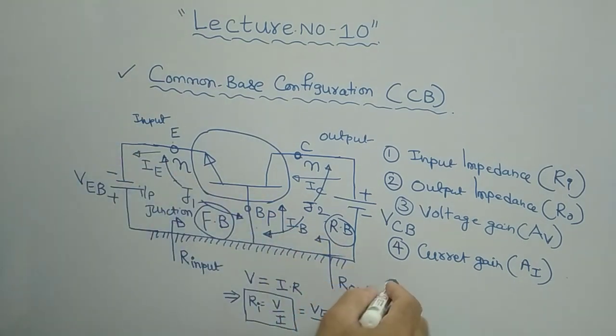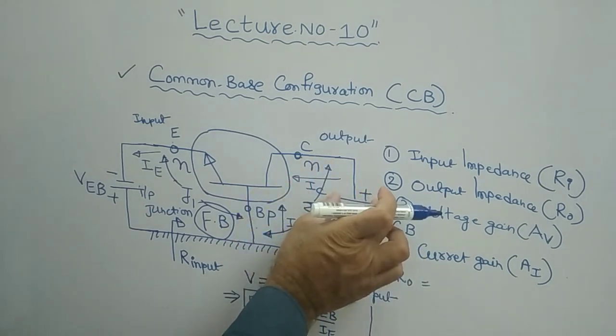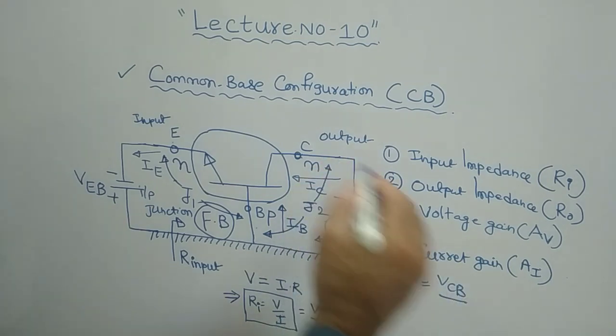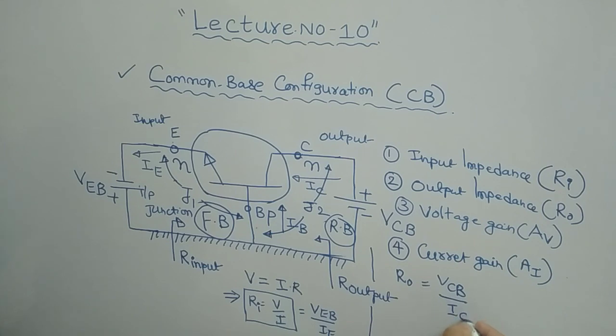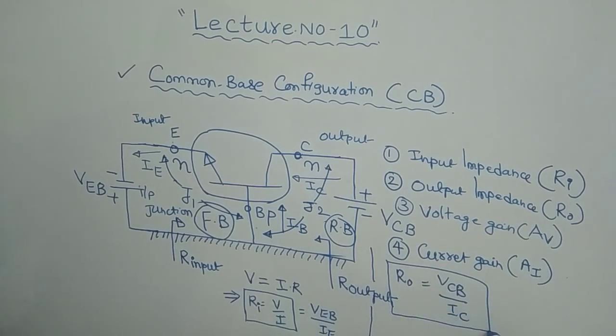And similarly, what is your R_o? R_o is the output impedance. In the same way, R_o is measured as output voltage by output current. The output voltage is V_CB, and the output current is I_C. If you take that ratio, you will get your output impedance, R_o.